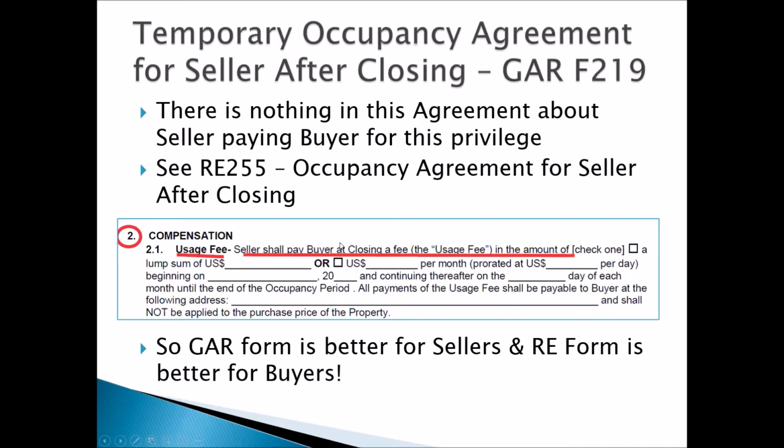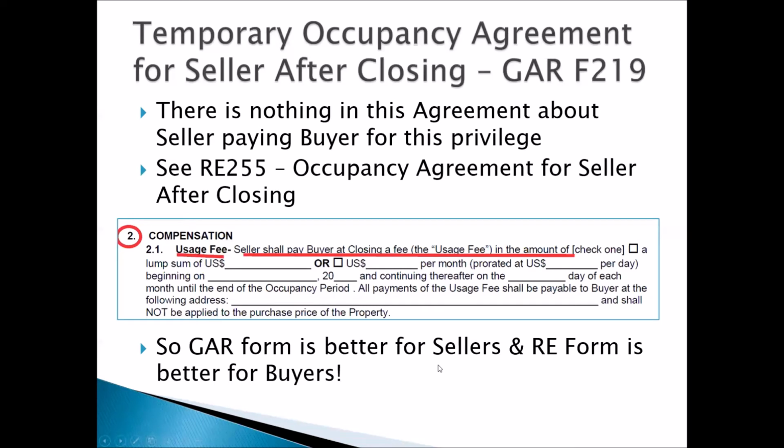Guess what? Your buyer gets this money at closing. This would be on the closing statement because this is an exhibit to the contract. So this would be on the closing statement, a credit from the seller to the buyer, or however the closing attorney is going to work it. But there is a compensation fee for the privilege of the seller staying in the property for however many number of days after closing. Now, in the RE form, there's also a per diem for compensation for a tenant at sufferance. But generally speaking, the GAR temporary occupancy agreement is better for sellers, and the RE form occupancy agreement is better for buyers.